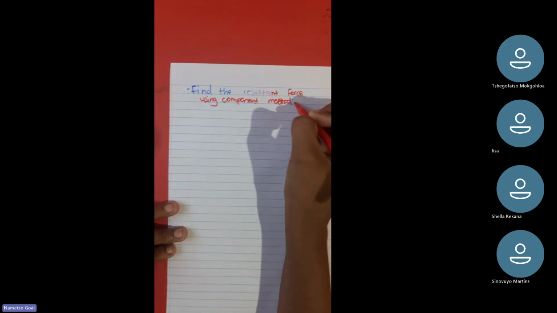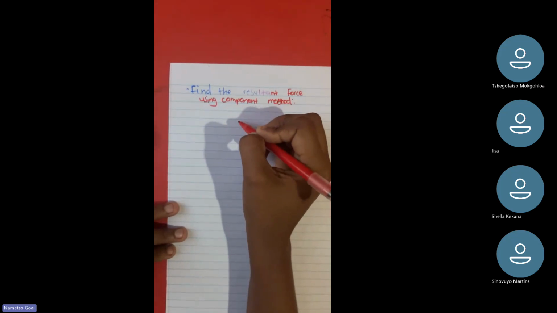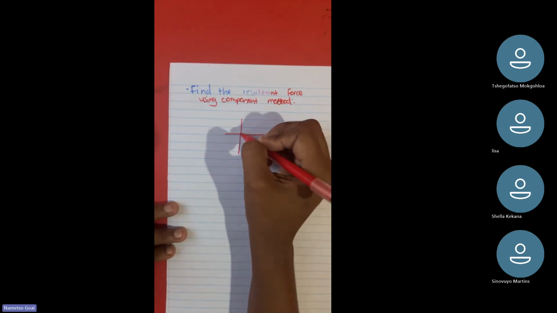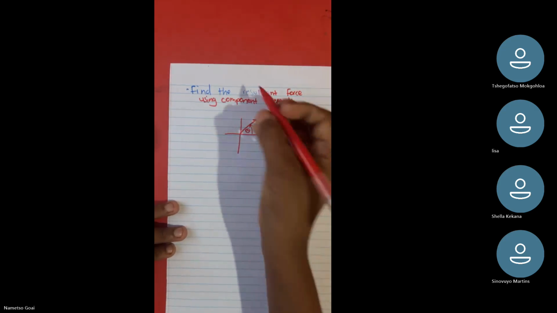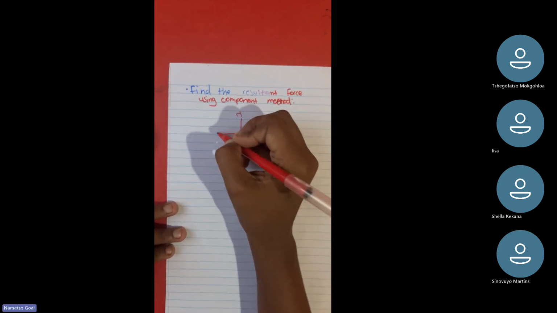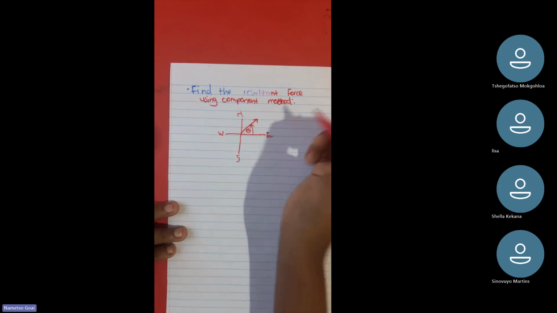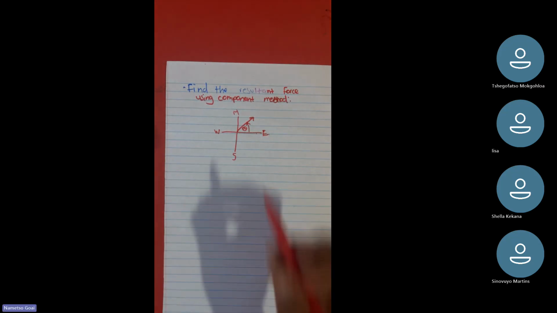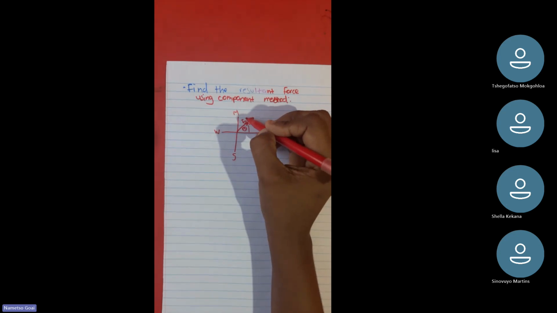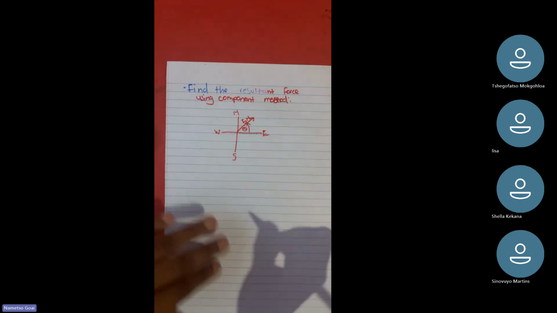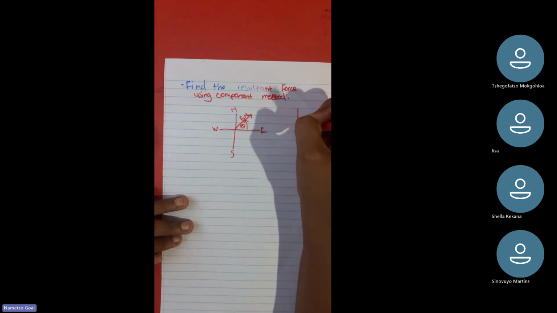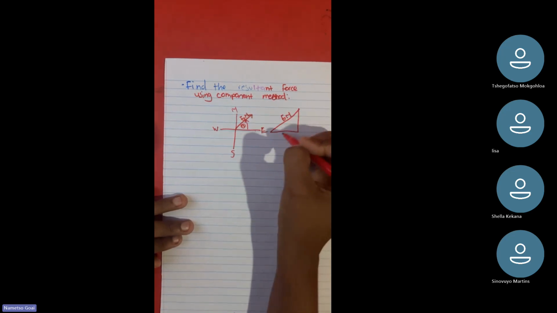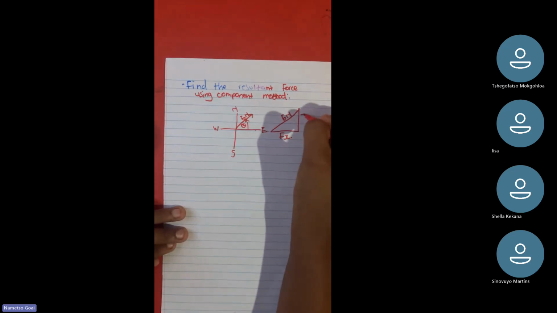What we said about the component method is that if you have a force and it's acting in that direction, this is north, south, east, west, the compass. If you have a force of 5 Newton, you can break it down. If you draw this and complete it in the form of a 90-degree angle, this would be your 5 Newton, and over here you'd have your Fx and your Fy.